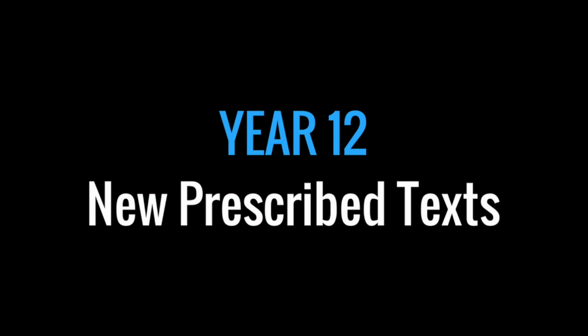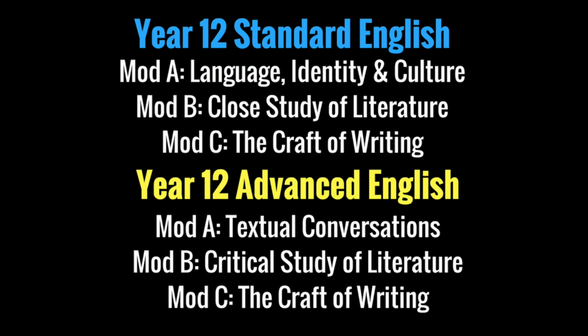Now, for Year 12, there are prescribed texts, so there will be a new prescribed text list, and that will be for this common module for Text and Human Experience for standard and advanced, but the prescribed texts are also in place for the new modules, and there are some new modules as well for Year 12. So there is a new module A, B, and C.